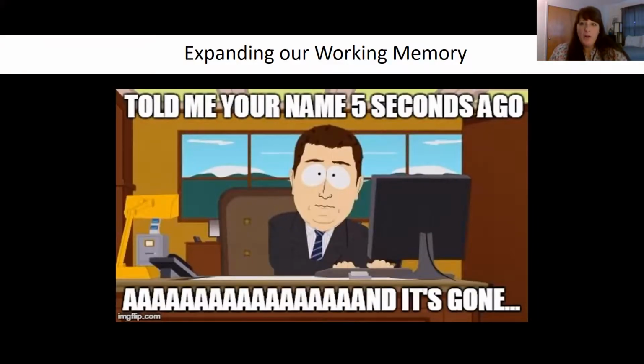So we talked about how short-term memory and also working memory has a limited amount that it can hold. And I like this meme because oftentimes when we're meeting new people, they will tell us their name and then we immediately forget it, right? Part of that is because you got distracted part of the way through holding that information within your short-term or working memory. So one way that we can expand the capacity of our short-term or working memory is through a process called chunking.